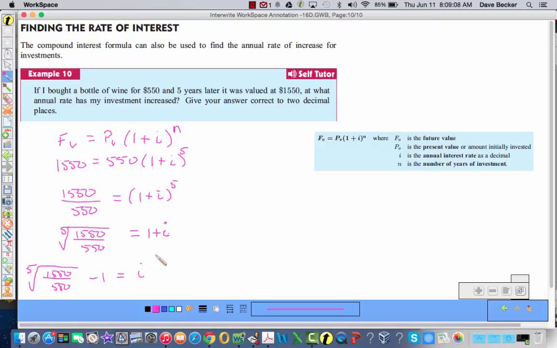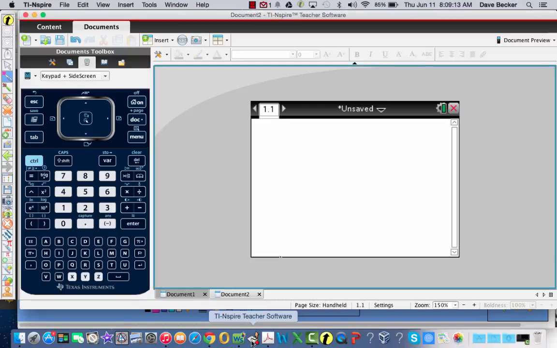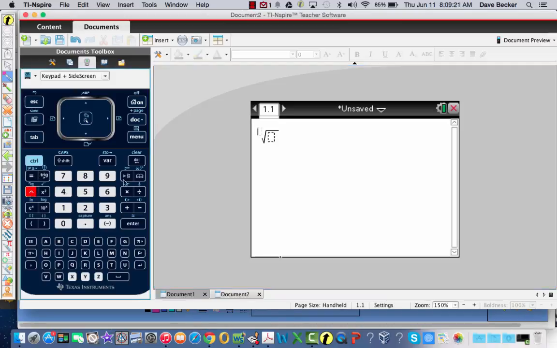So let's go ahead and do that on the calculator. So that is going to be the fifth root, which is right here above the caret. So control this, fifth root, and tab into there. I love to use this little fraction feature on the TI Nspire. 1550 divided by 550. And get out of the root, and then we have to subtract 1, and there she blows, so that's going to be 0.23025.